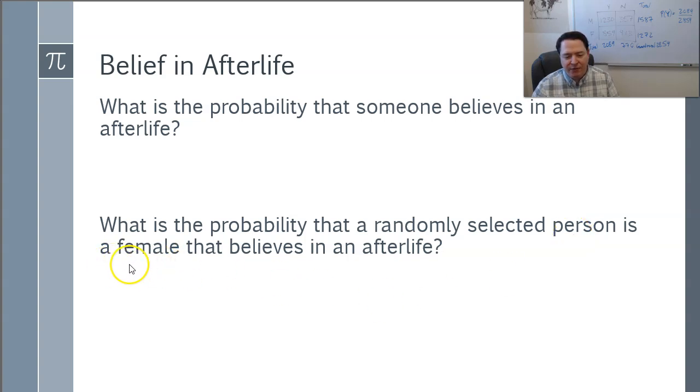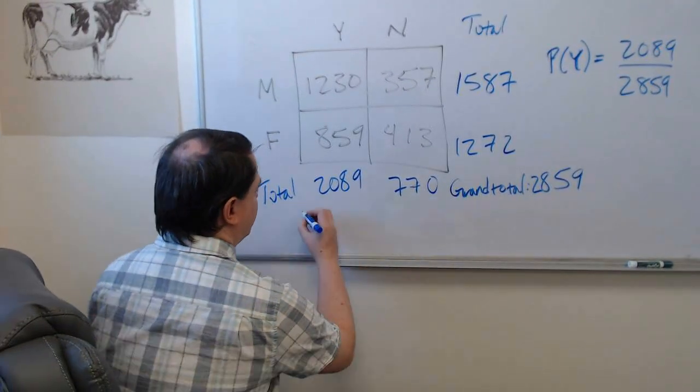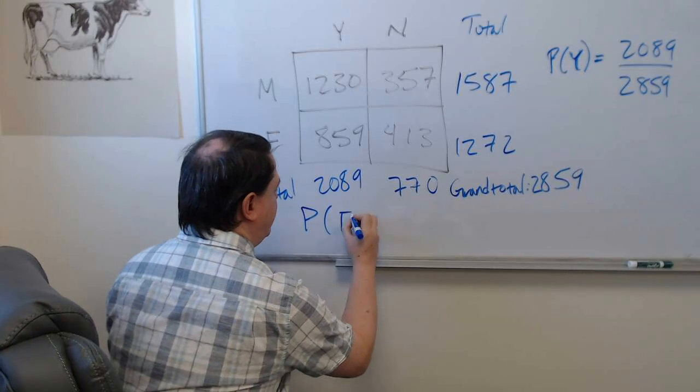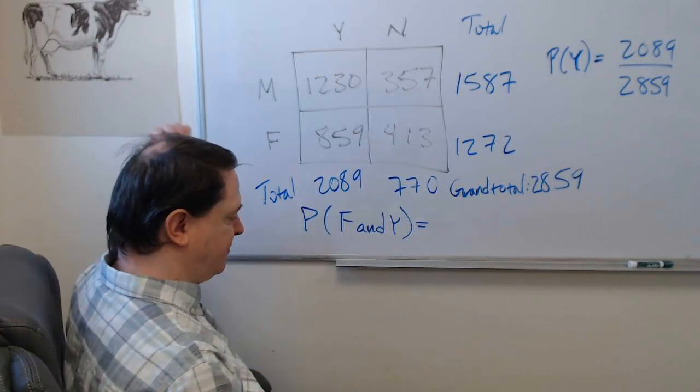And so in other words, if you're thinking, oh, we're doing this conditional probability stuff, and so maybe we should be assuming they're female, and then what's the probability they believe in an afterlife? No, I'm going to use totally different phrasing for that. This is just a randomly picked person. Now I'm looking for, okay, if they're randomly picked, what's the probability that they're female and believe in an afterlife? So now we're looking for the probability that they're female and they say yes, they believe in an afterlife.